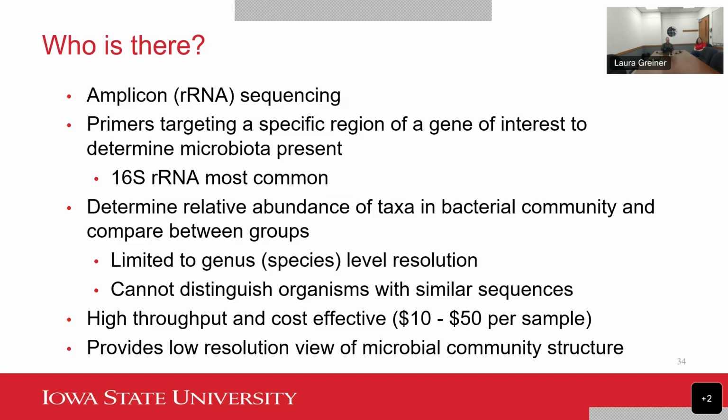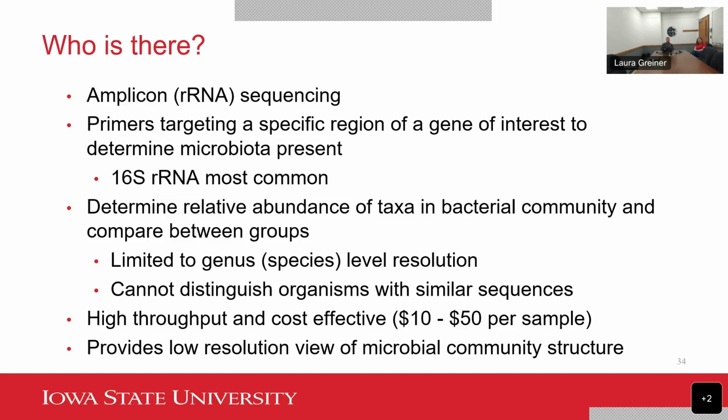So if we're running a trial with different treatments, what are the differences in individual bacteria present in those groups? But with that, we are limited in terms of resolution, where we really can only look at genus and species level resolution. And it's also difficult to distinguish organisms with very similar sequences. If whatever marker you're using, 16S for example, is a very similar sequence in two different species of bacteria, we can't necessarily distinguish between those organisms.